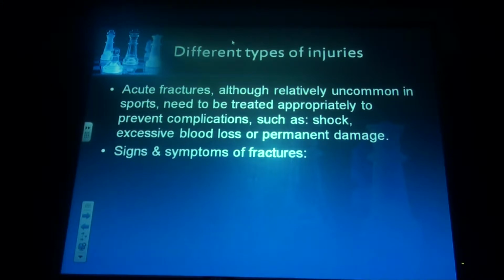Acute fractures, although relatively uncommon in sports, need to be treated appropriately to prevent complications such as shock, excessive blood loss, or permanent damage. Acute fractures happen immediately, at the moment to within 24 hours. That's an acute fracture, something that happens all of a sudden.